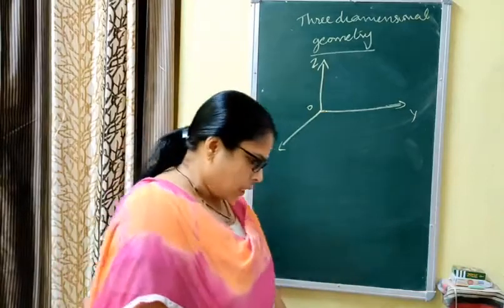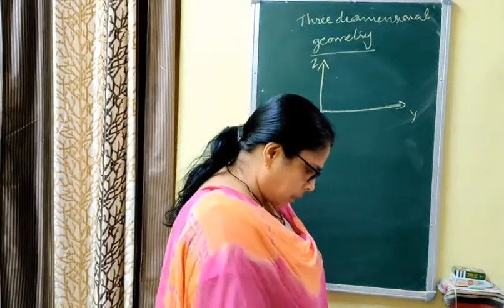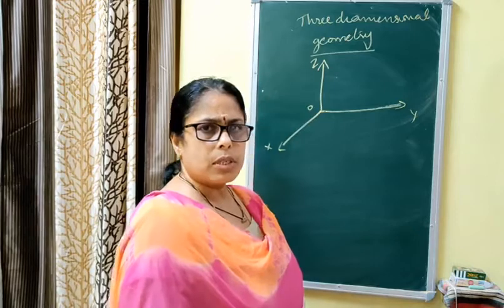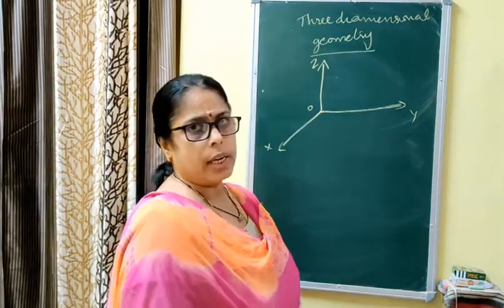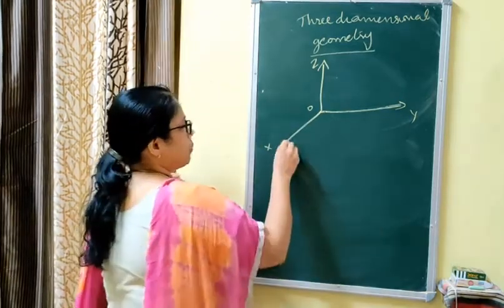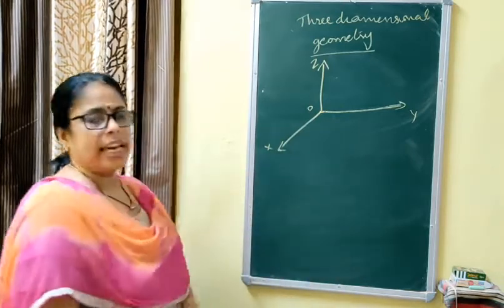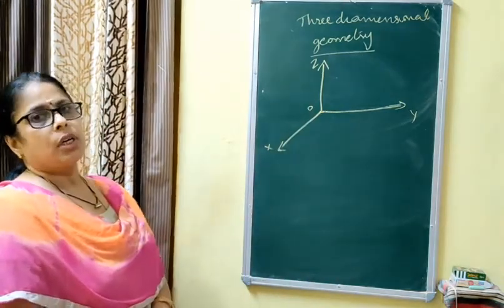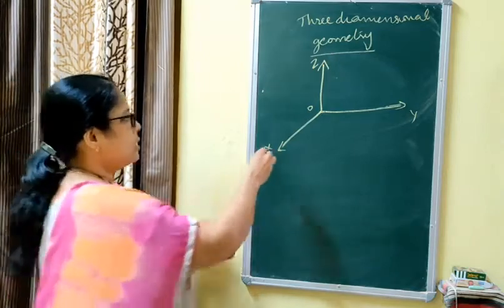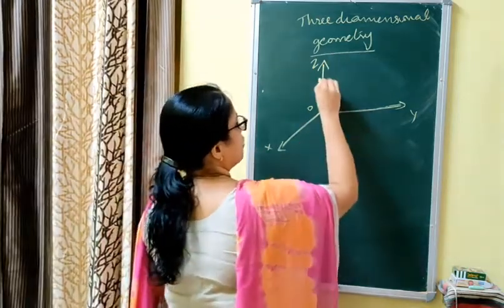Good morning, students. Let us start chapter 3D. In the last class, I discussed a little bit about 3D. That is, three mutually perpendicular lines in space divide the space into 8 parts. Each part is called an octant. One is the x-axis, one is the y-axis, and one is the z-axis.